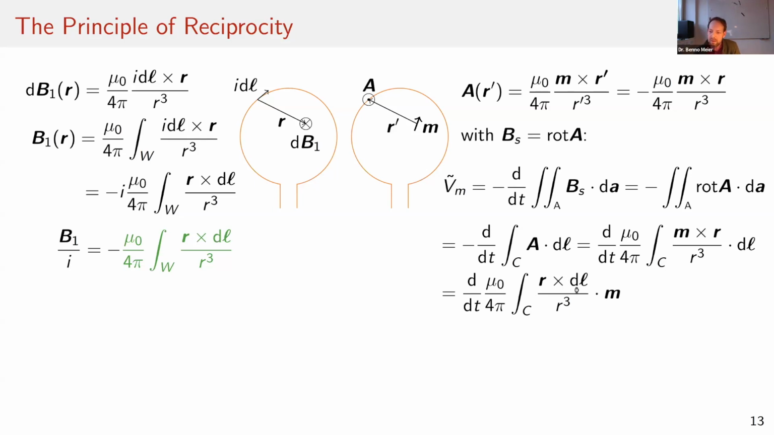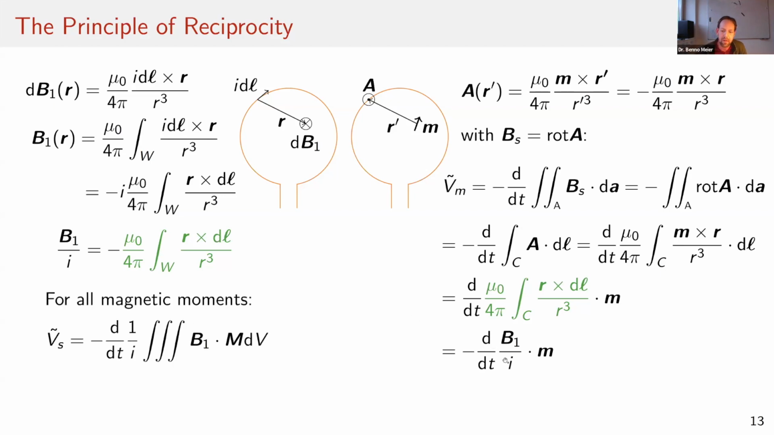Okay, now notice this thing here, now colored in green, is exactly what I have here on the left-hand side. So I can rewrite my induced voltage as minus d over dt, b1 over I times m. Okay, so that's in essence the principle of reciprocity. I can take it one step further. This would be here on the right-hand side. This would be for a single magnetic moment. And if I want to have that for all the magnetic moments in the sample, then I just need to integrate over the magnetization. Okay, so that's now written here.